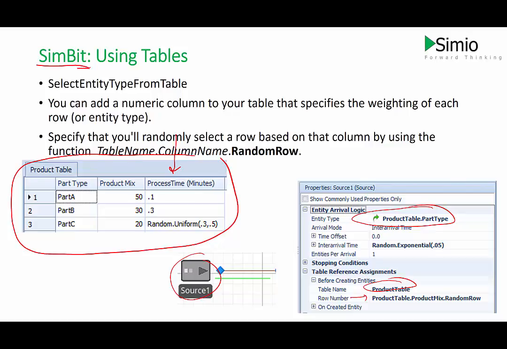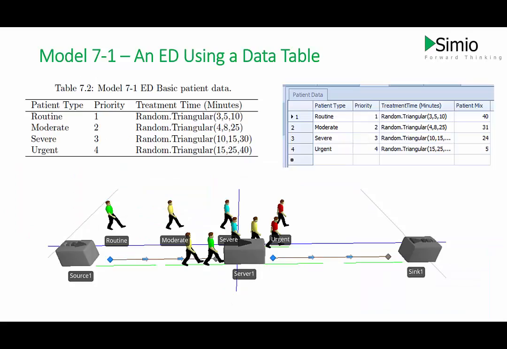So the final thing we'll do in this video is we'll introduce another example that we'll be using in subsequent videos. This is model 7.1 from the Simio and Simulation textbook, an emergency department using a data table. And this is very similar to the Simbit that we just saw, but as I said, we'll be expanding this in subsequent videos. And so what we see is we have an emergency department that has 4 different patient types.